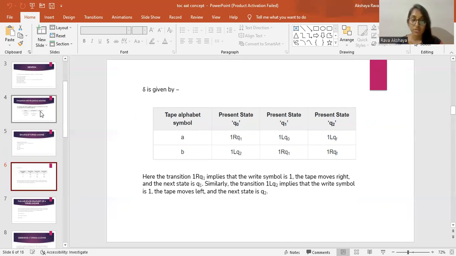Here the transition 1 R Q1 implies that the write symbol is 1, the tape moves right and the next state is Q1. Similarly, the transition 1 L Q2 implies that the write symbol is 1, the tape moves left and the next state is Q2. That is followed for all the tape alphabet symbols A and B for the present states Q naught, Q1, and Q2.